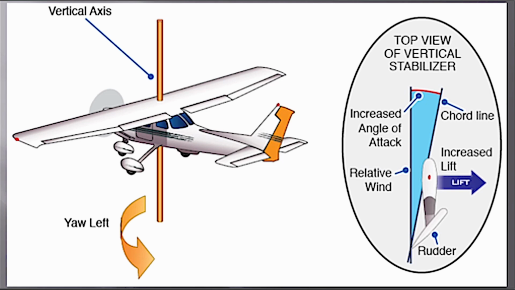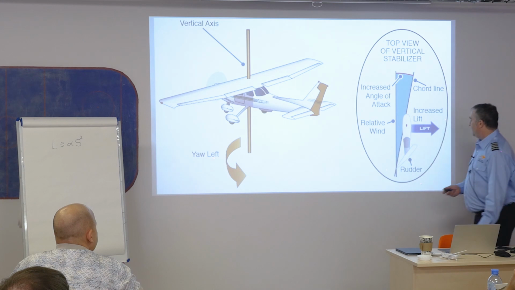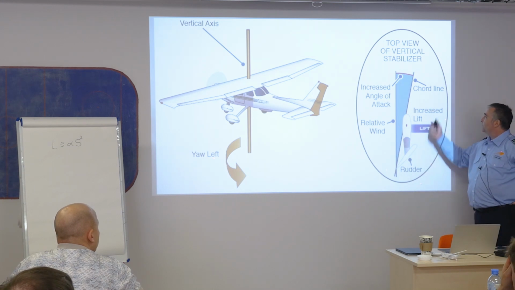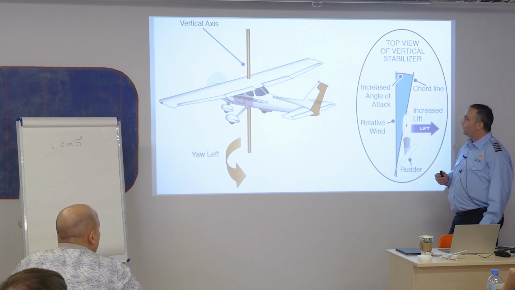Okay, vertical axis, yawing to the left. Rudder is a rudder. So if I want to increase lift in one direction, that's fine. The tail will move in that direction and the nose will move in an opposite direction because it's on opposite sides of that axis. So if the tail moves this way, the nose is moving the opposite direction. All right? And there I got my rudder and increased lift, increased angle of attack, chord line, and so forth.